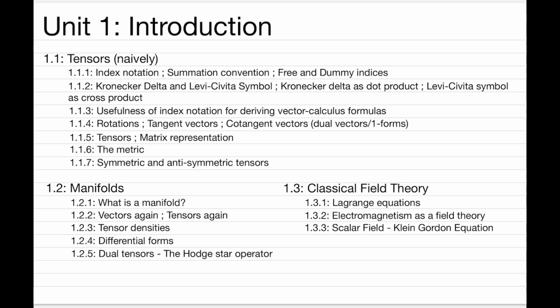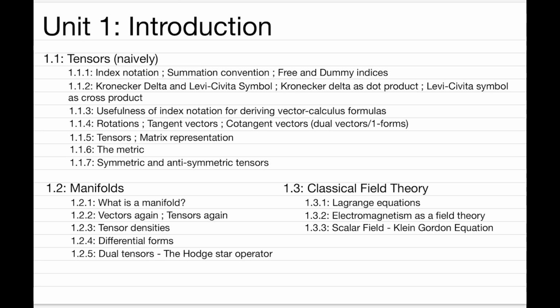Then we'll see finally what tensors are, but as I said, in an introductory way. And then we'll see that we can represent some tensors as matrices. Then we'll see a very important concept in relativity, which is the metric. The metric is what allows us to measure the curvature of space. And we'll finish the first chapter with symmetric and antisymmetric tensors.